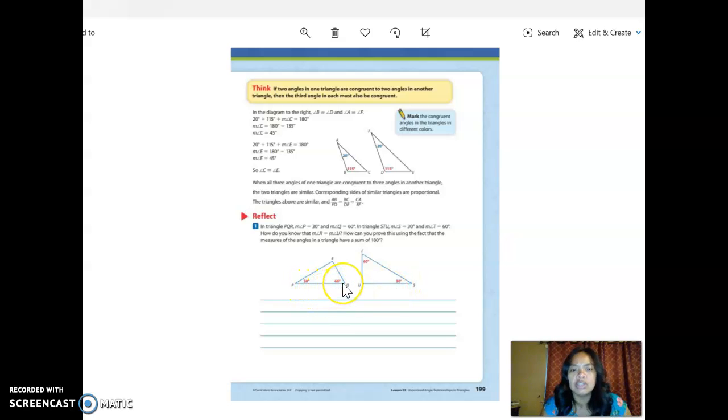Angle Q is 60, and angle T is also 60. These two angles are congruent. Okay, so that means these two angles here, R and U, are congruent, and you're asked to find out what the measurement of angle R is and how you found that out.